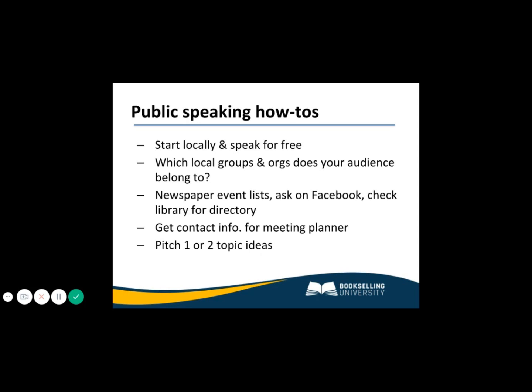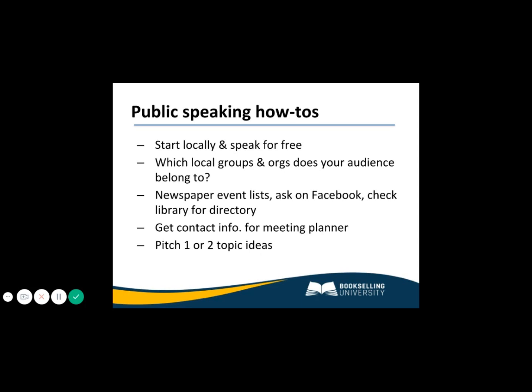So the trick is identifying the local groups and organizations that reach your audience. And there are a number of ways you can do that, including newspaper. There's always newspaper event lists in a daily newspaper that will tell you, here are the meetings coming up this week. Those can be a good source of, I guess the way to put it is, those list the organizations that use speakers. So that's a really good starting point.